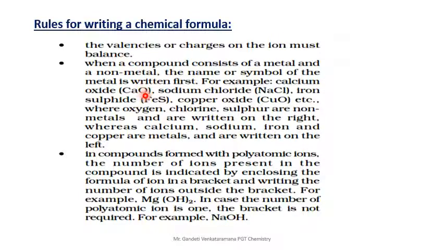In compounds formed with polyatomic ions, the number of ions present in the compound is indicated by enclosing the formula of the ion in a bracket. Now you will see. Here you can't understand at first. After seeing, you can understand the rule. It is always easy to understand the rule. Bracket. We will see where you make mistakes and what is the correct way to put the bracket. For example, Mg(OH) twice. In case the number of polyatomic ions is 1, the bracket is not required. For example, NaOH. No need to worry, very easy, very simple. I will explain it to you.